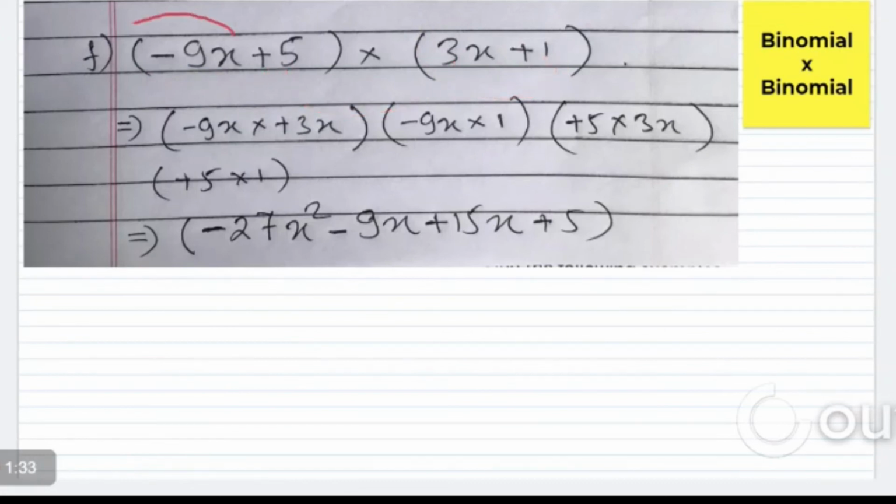Like minus 9 into 3. 9 threes is 27. Minus is minus. 9 threes is 27. And x into x, here the power of x is 1, here the power of x is 1. So 1 plus 1 is 2. Then this first term is multiplied with this first term. Now this first term has to be multiplied with the second term. So plus into minus is minus. 9x into 1 is 9x.